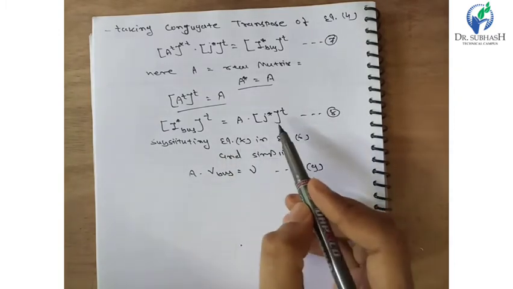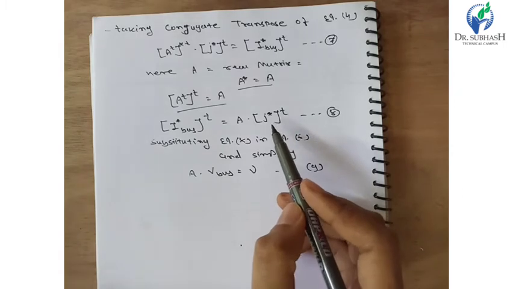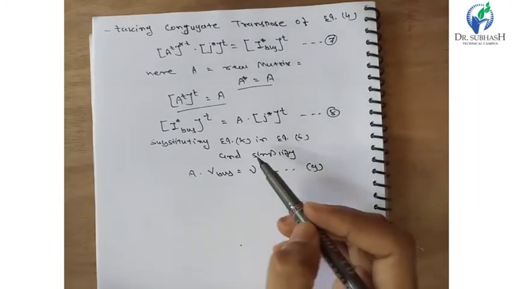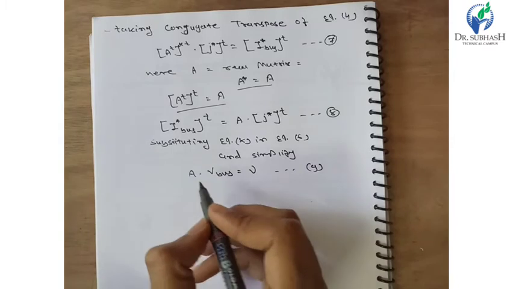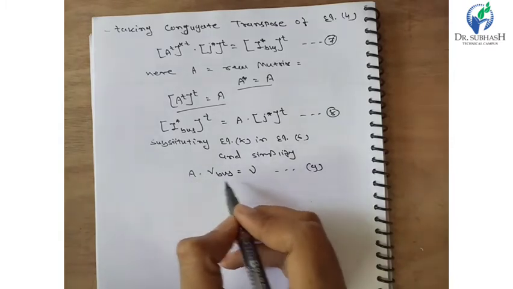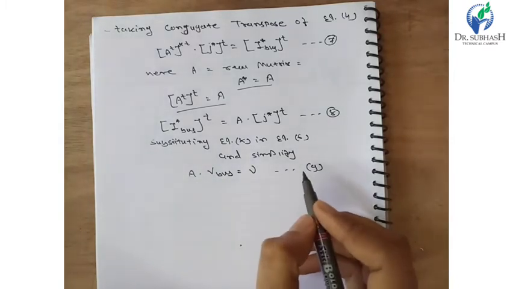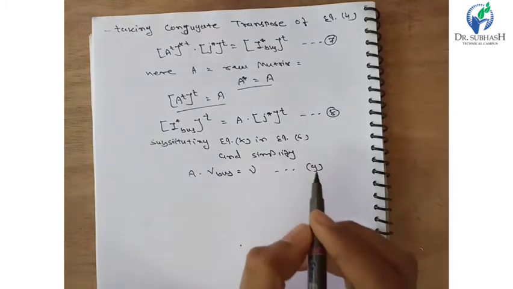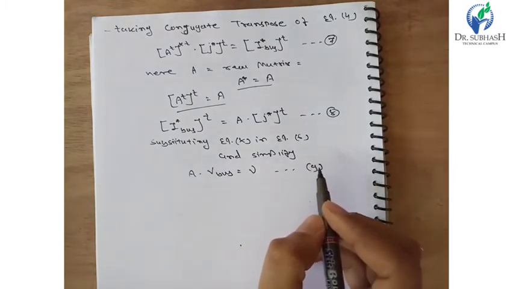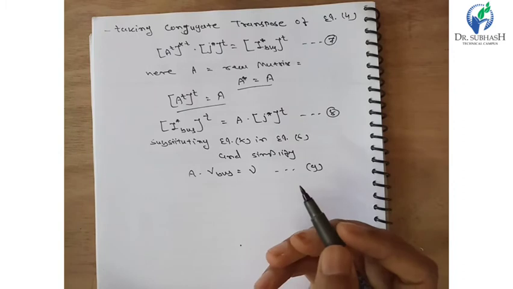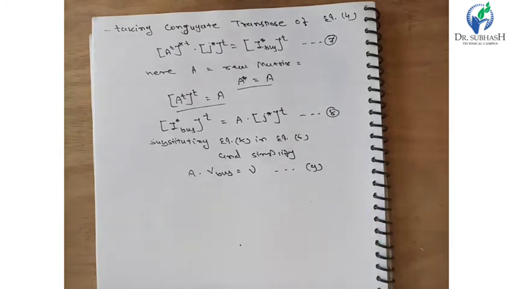When we put the value of equation number 8 into equation number 6 and simplify, the output is A into V bus is equal to V. This is equation number 9.